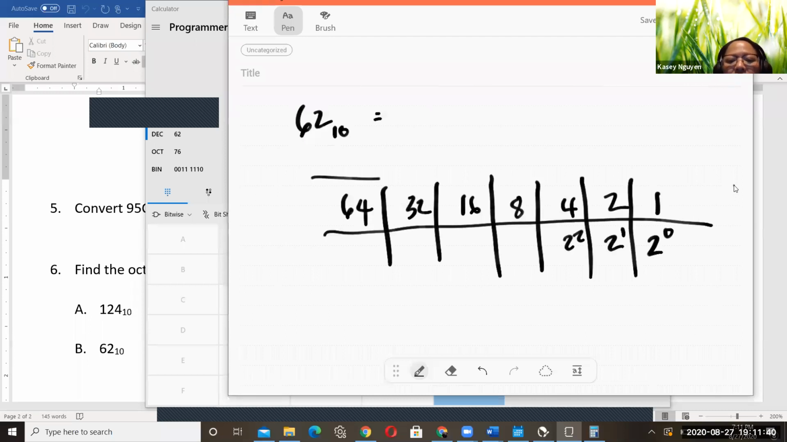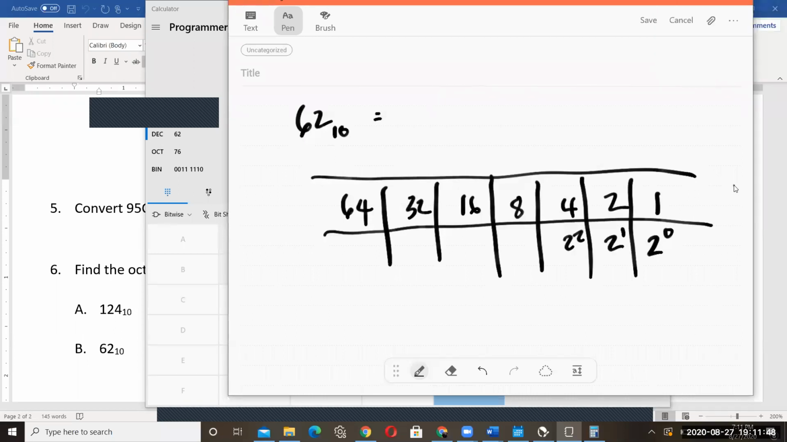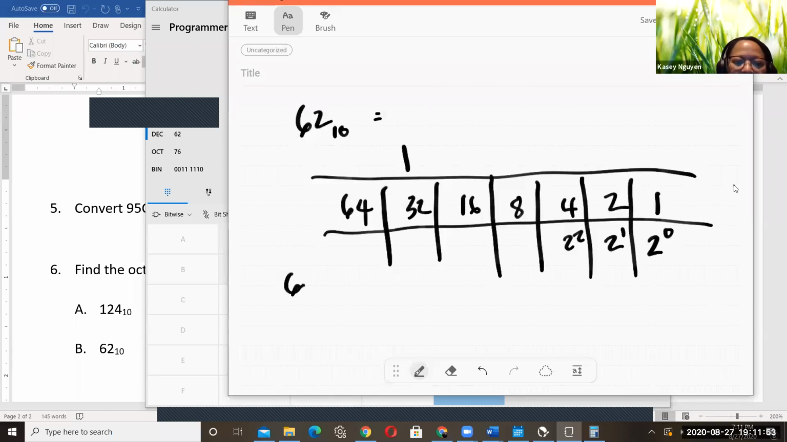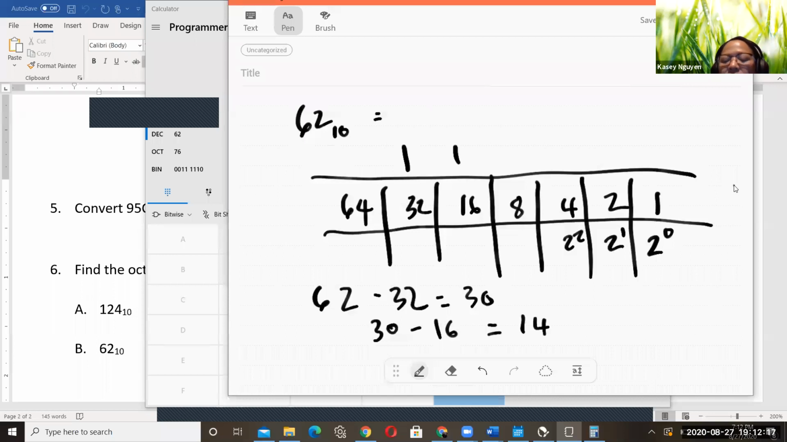Which number can I subtract on this line right here from 62? 32. So if I subtract 62 minus 32, I get 30 left, right? So I still have to subtract more. I can subtract the next number, which is 16. So 30 minus 16, I get a 14, right?